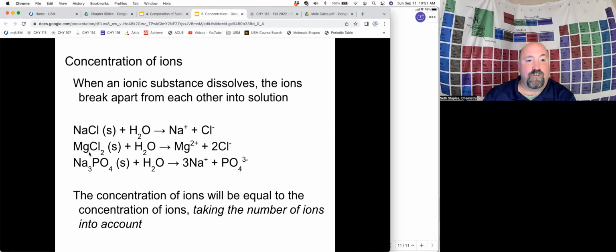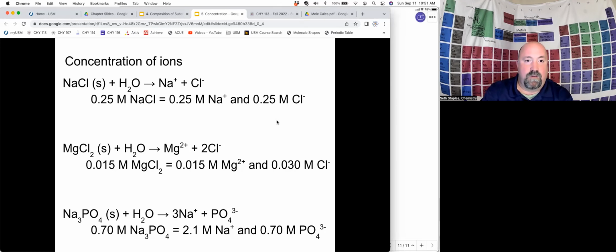If I have an MgCl2 solution and I dissolve that, that means that for every one unit of MgCl2, I'm going to have one magnesium ion and two chloride ions. A sodium phosphate solution would dissolve into 3 sodium ions and 1 phosphate ion. And so there might be times that we want to know the concentration of a particular ion in a solution. So I've got the examples right here.